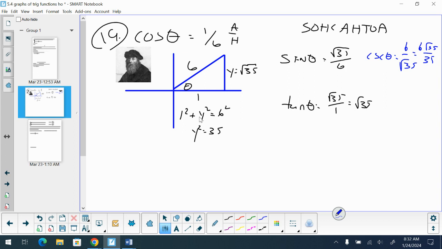Secant is reciprocal to cosine, so we have 6 over 1, which is a value of 6. And then cotangent, 1 over the square root of 35, which is the square root of 35 over 35. Other questions?